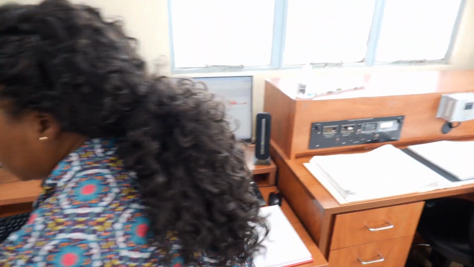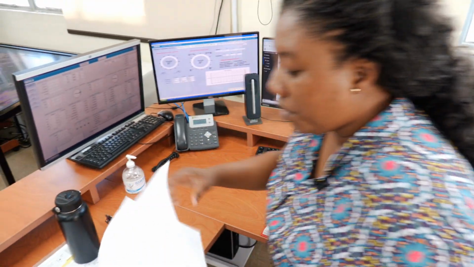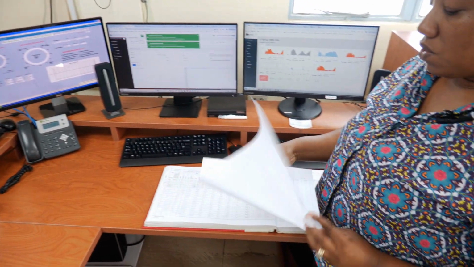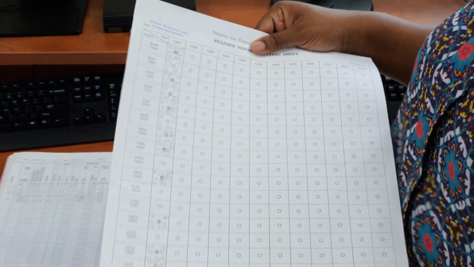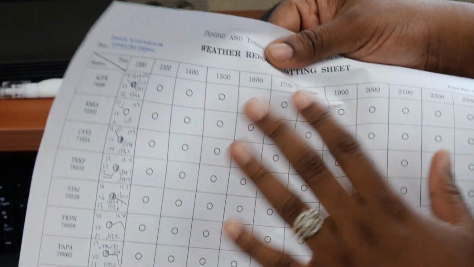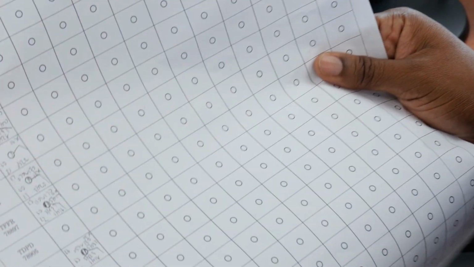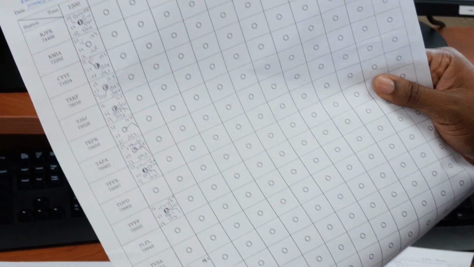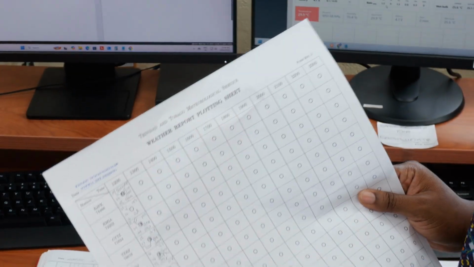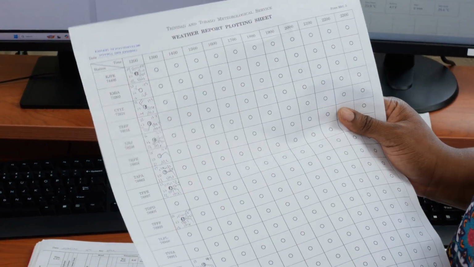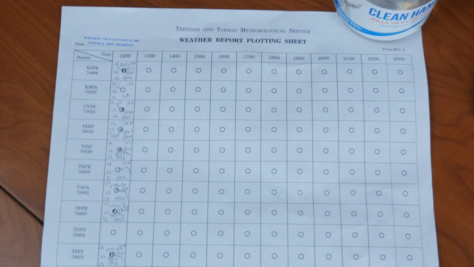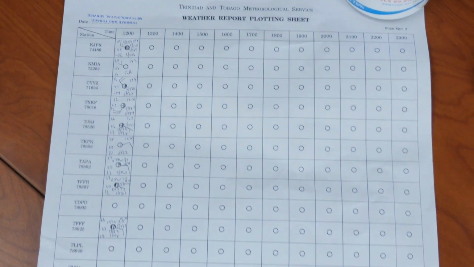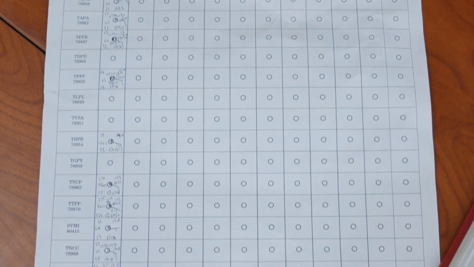Here we have what we call a meteogram. So all of the METARs that we record at Trinidad and Tobago are recorded on this chart. So here we have our stations, Trinidad and Tobago, because we also have an observation station in Crown Point, Tobago. And they would send us their reports every hour, and it will be compiled and submitted together. So here we have other stations.